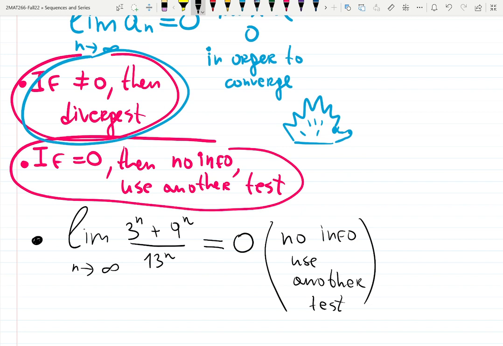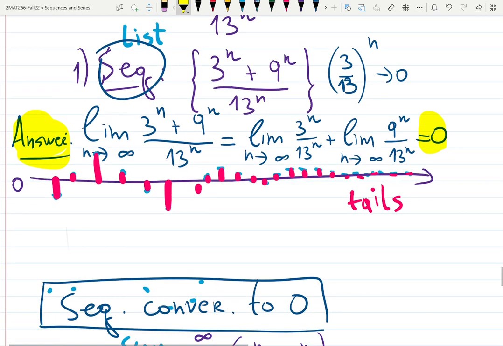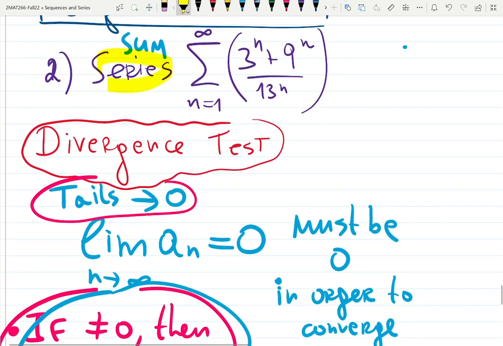I will put one example like this on the exam, and you're not supposed to waste time on it. You're supposed to check the limit for the series. That is the divergence test. But for the sequence, it's not. Let's compare it again. For the sequence, the limit is the answer for your problem.